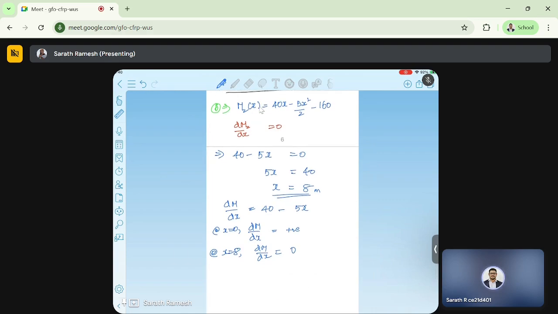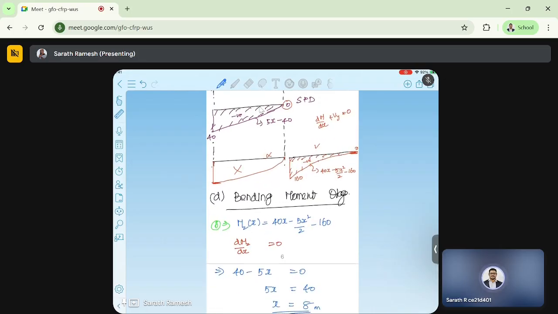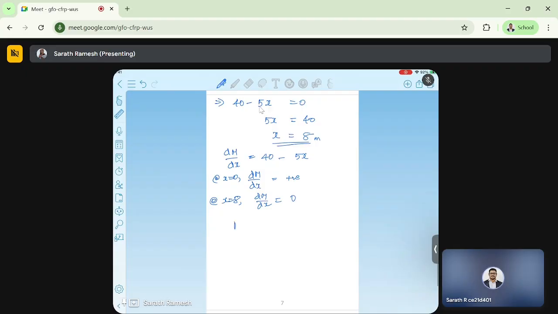But we need the absolute maximum. So the maximum magnitude value is minus 160, which occurs at x equal to 0 itself. So the maximum bending moment is 160 kilonewton meter, which occurs at support A, with hogging. Okay, it's hogging, negative.